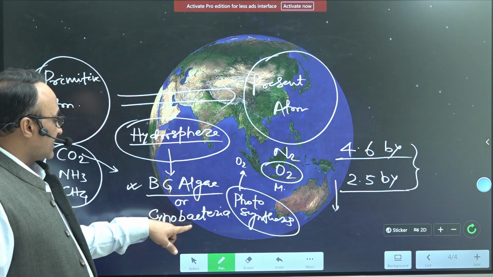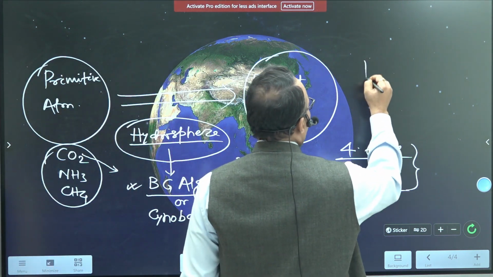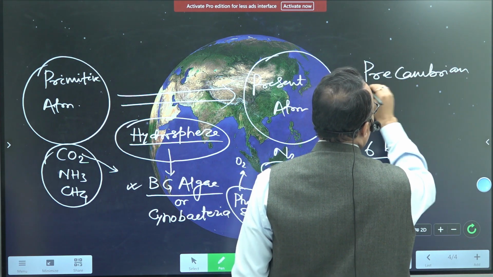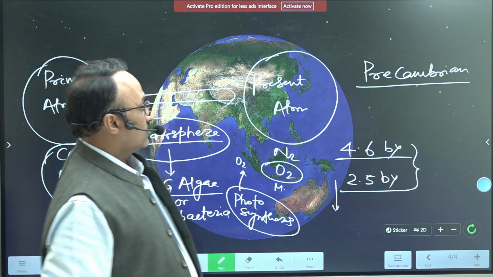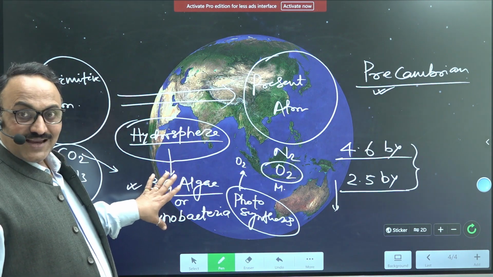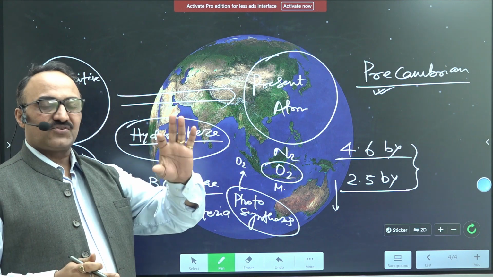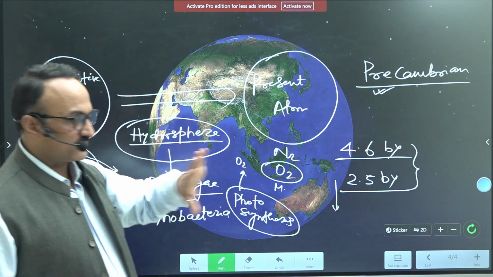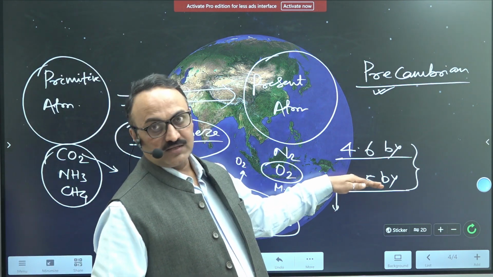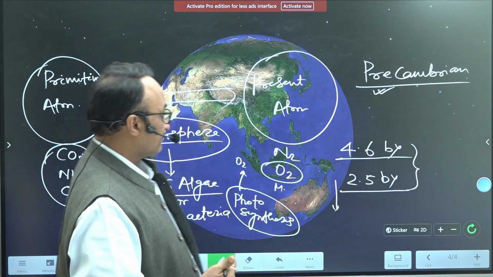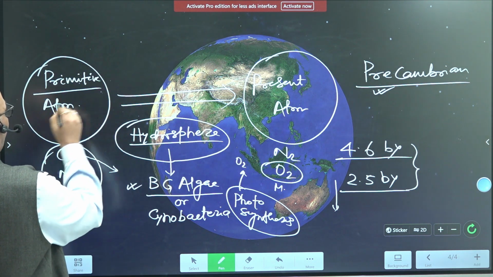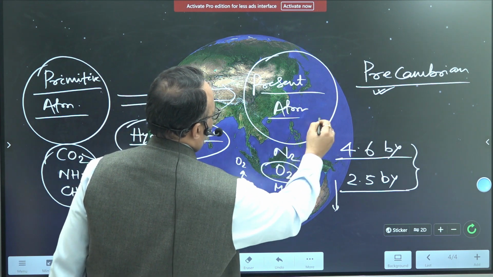This blue-green algae or cyanobacteria came in around Precambrian time, a period in Earth history. From Precambrian time, the origin of blue-green algae is considered, and thereafter we have the specific record of events, plants and different species. That's why the entire history of Earth is confined up to 2.5 billion years only. Beyond that, we don't know anything. So this is the process through which the primitive atmosphere evolved into the present atmosphere.